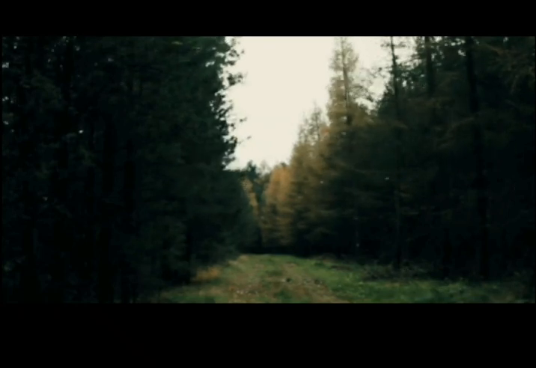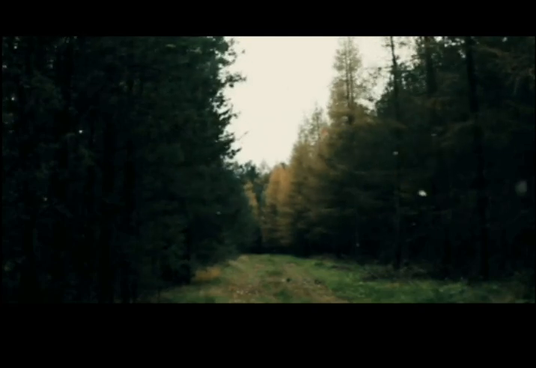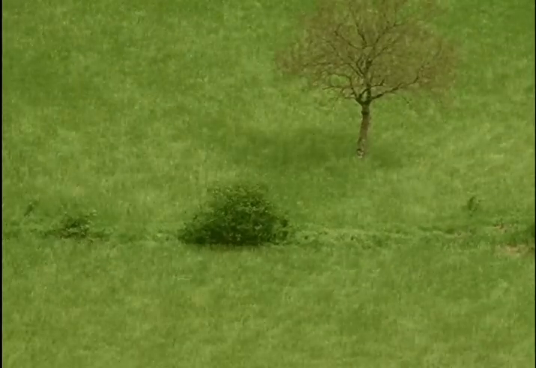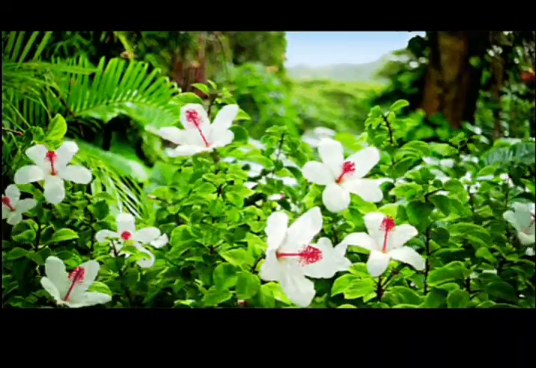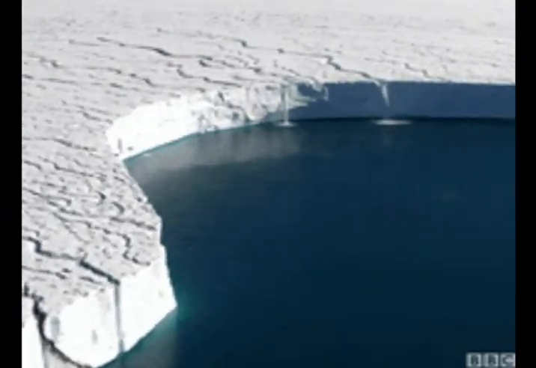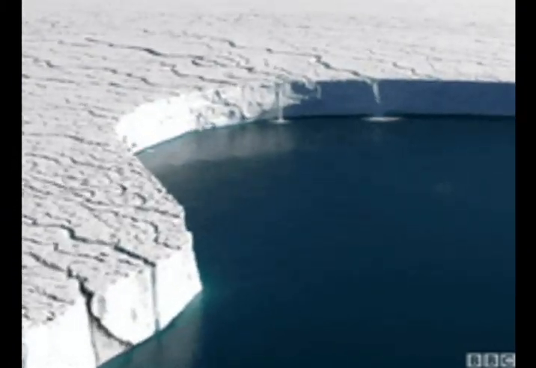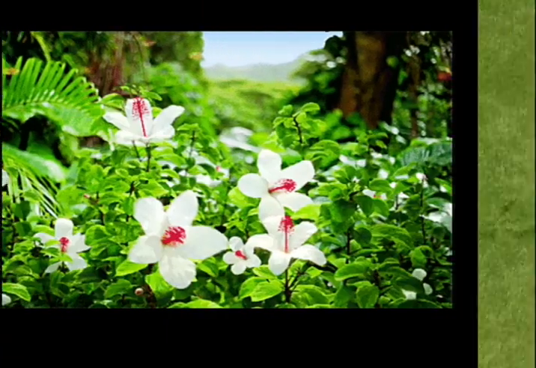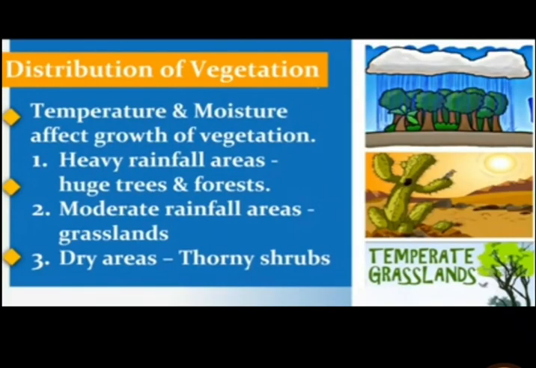First of all, the major vegetation types of the world, if we talk about the whole world: forest, then grassland also, then shrubs, and the last one, tundra. So the major vegetation types of the world are grouped as tundra, shrub, grassland and forest. Now all of you know one important thing: temperature and moisture affect the growth of vegetation.